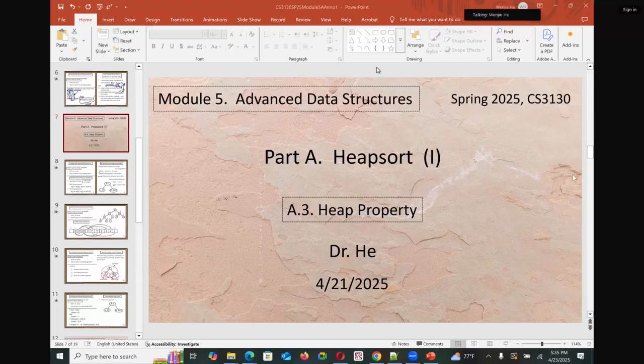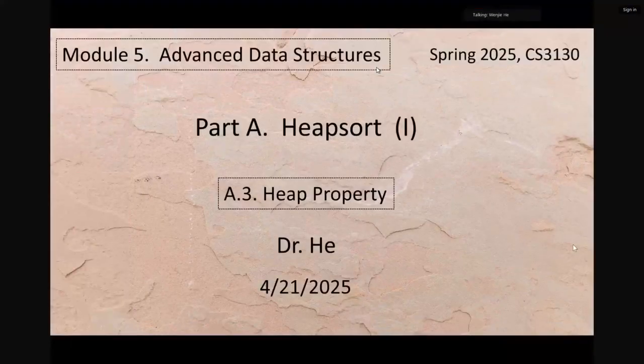So 8.3, heap property. All right, so let me play. Yeah, this 8.3.